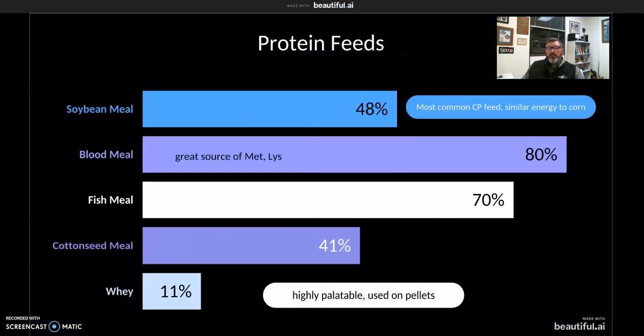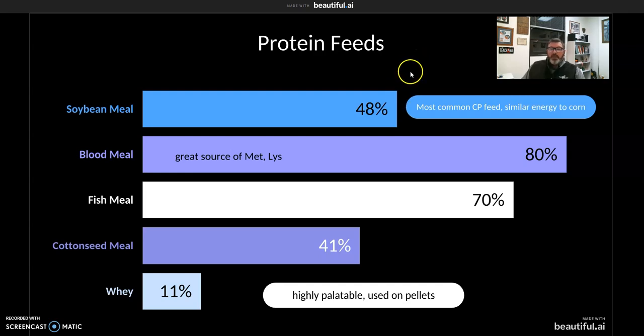Next slide, let's talk about protein feeds for a second. Here's where all the expensive stuff starts to come in. And I gave you just a few examples here of soybean meal, which is going to be about 48% crude protein, and it's the most common crude protein feed. Similar energy to corn, actually, and it's the #1 crude protein feed, not only because of its availability and economics, but it also has a very, very broad amino acid profile, so it's a great place to start from.